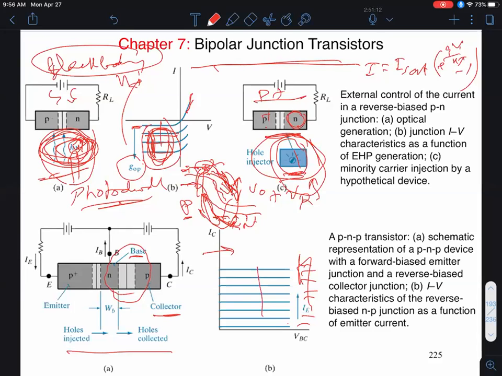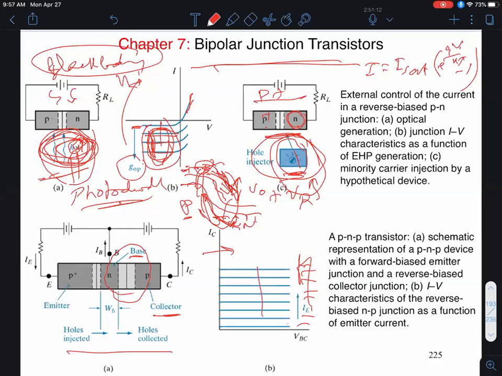Now, hopefully, I don't know if they talk about BJTs in 302, or some of you have taken 438. I think they talk about BJTs in 438 briefly, right? Is that true? Anybody?